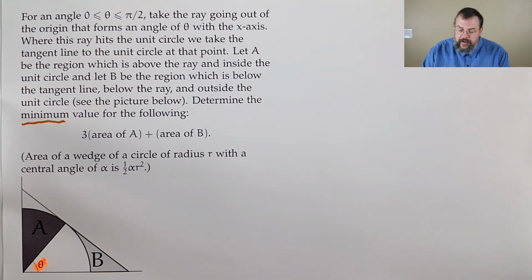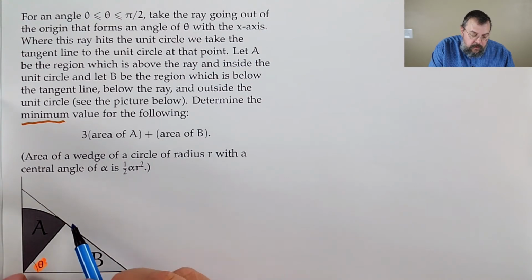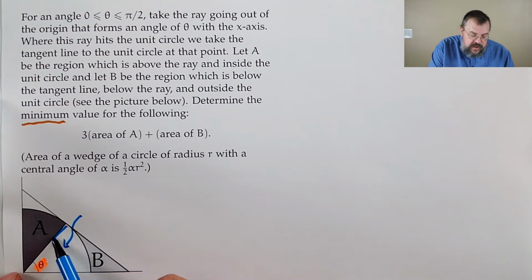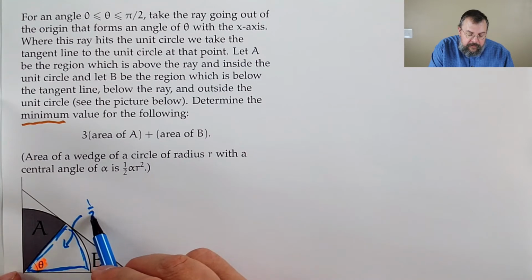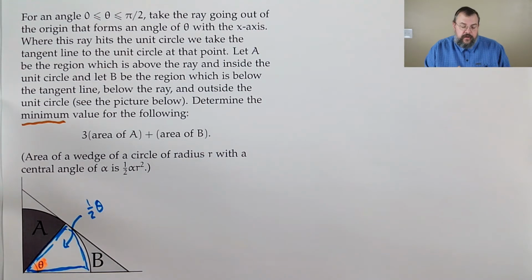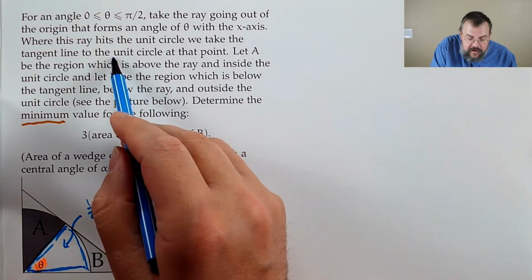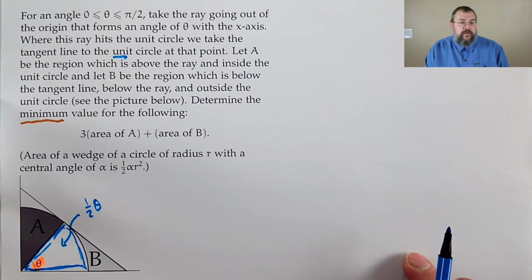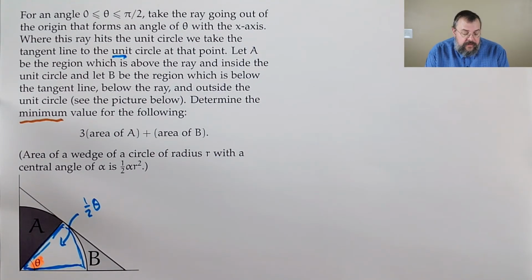All right, so let's explore for a little bit. The area of a wedge of a circle of radius r with central angle alpha is 1/2 alpha r squared. So one thing we can conclude is that this unshaded wedge right here has area 1/2 times theta. The r squared is 1 because the radius is just 1. It's a unit circle because it said unit right here. Unit circle means r equals 1. So we know the area there, and that's useful.